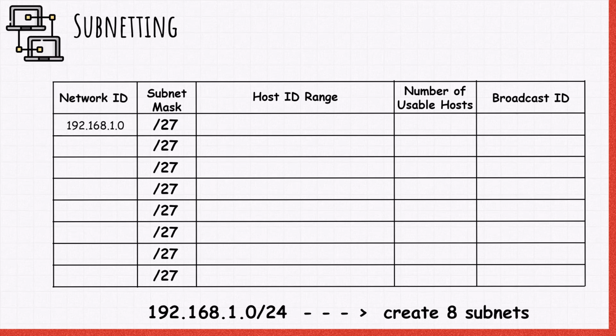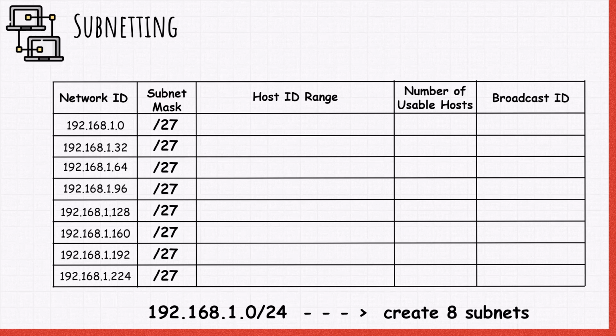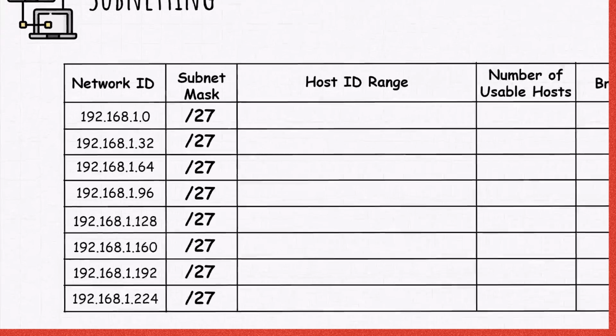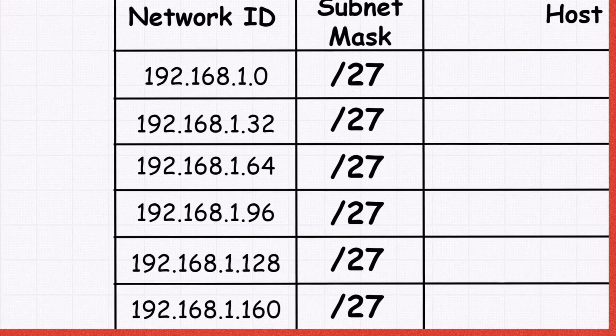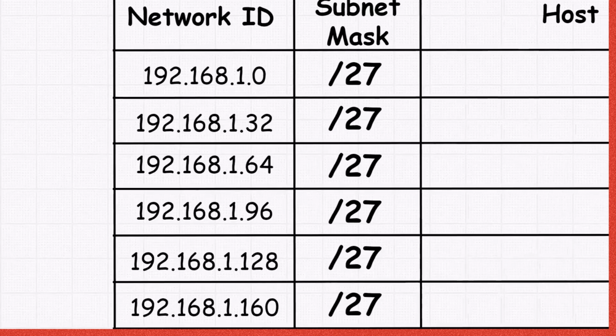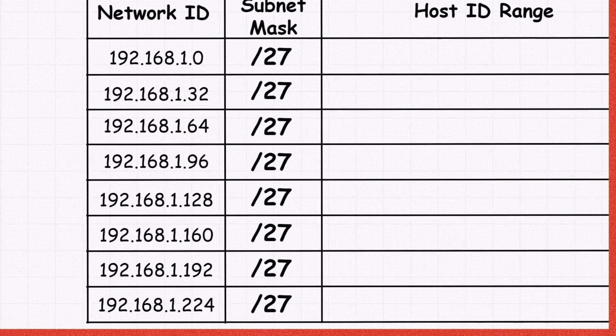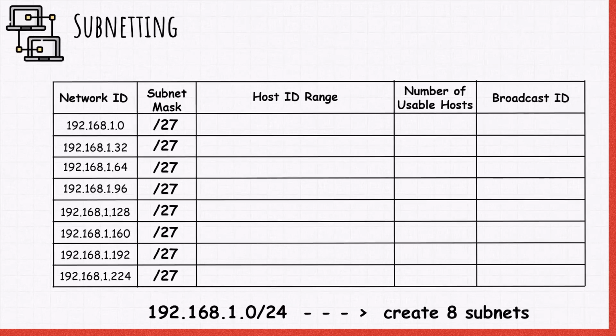The network ID of the first subnet will be the same as our given network ID, which is 192.168.1.0. However, for the rest of the network IDs, we have to add an additional 32 hosts each time. So, for example, the second network ID will be 192.168.1.32. The third network ID will be 192.168.1.64, and so on, up to the 8th network ID, which will be 192.168.1.224. Okay, so we got the network IDs, and we got the subnet masks of all 8 subnets.